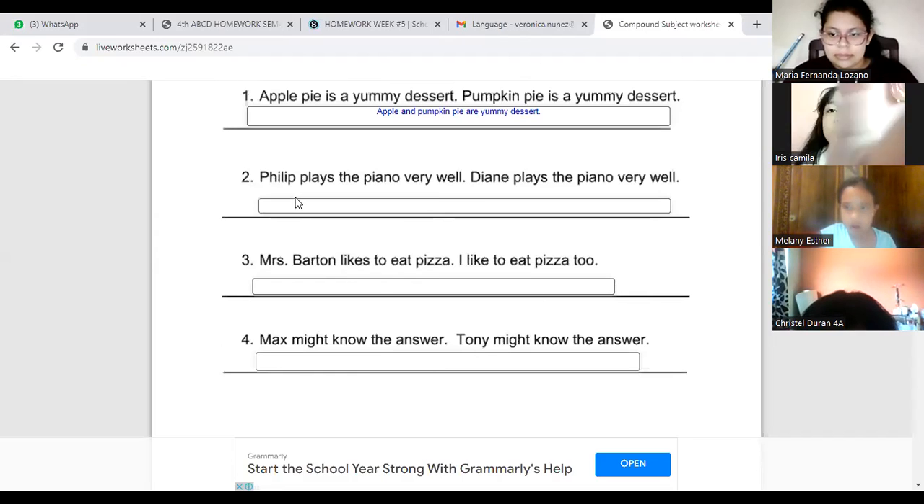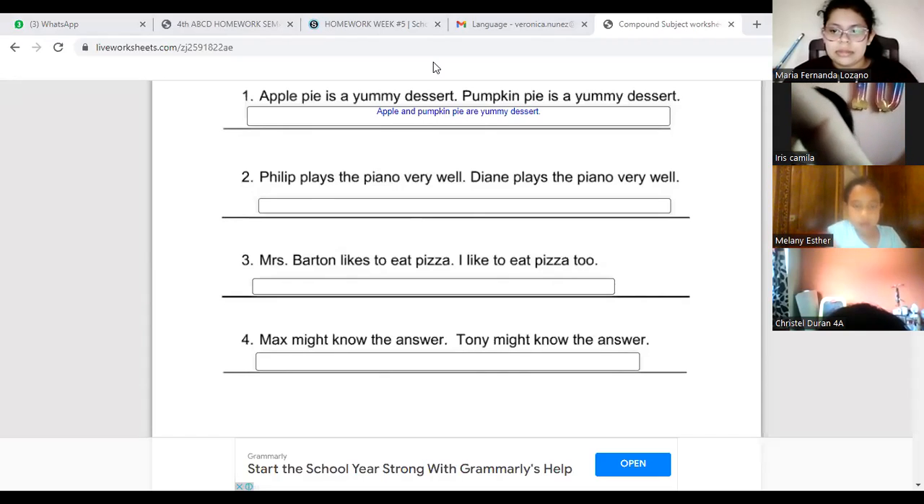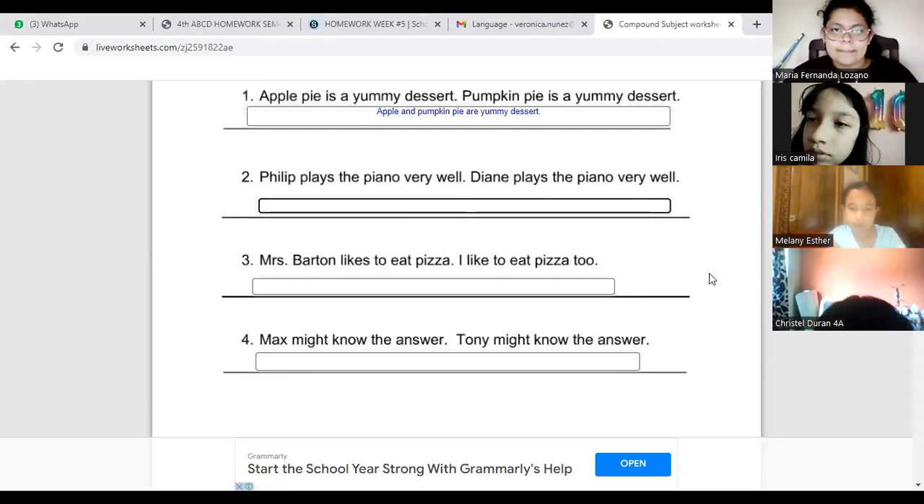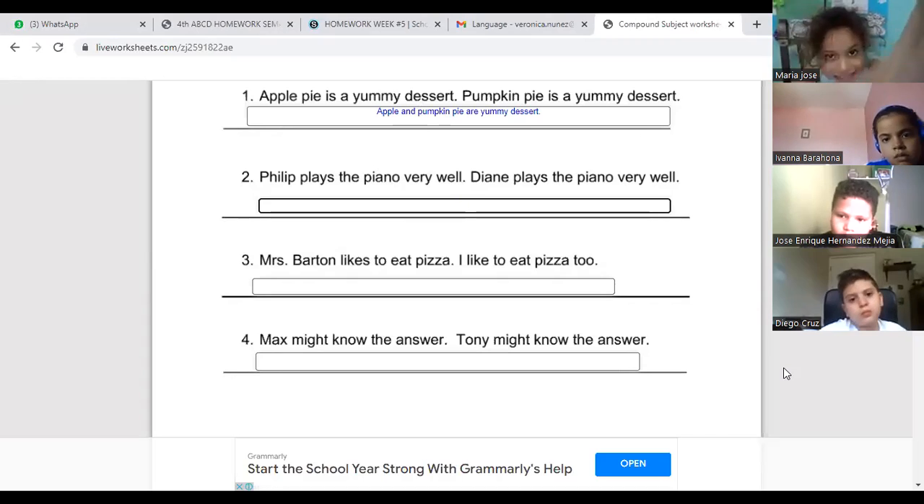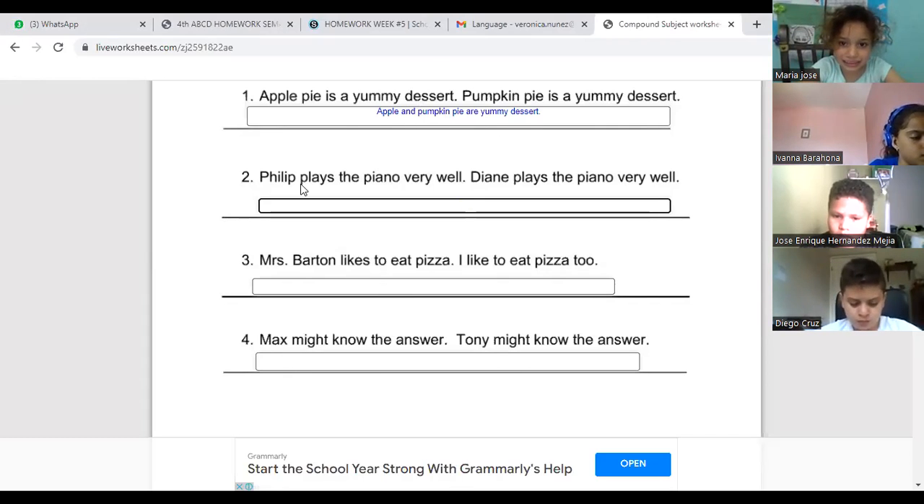Number two, Philip plays the piano very well. Diane plays the piano very well. Oh, the code, I'm going to show you the code at the end. So how can I make this sentence? Because I have two sentences with simple subjects, but I want only one sentence with a compound subject. How can I change this? I made the first one for you. How can I make the second one? Philip plays the piano very well. Diane plays the piano very well. What can I do?